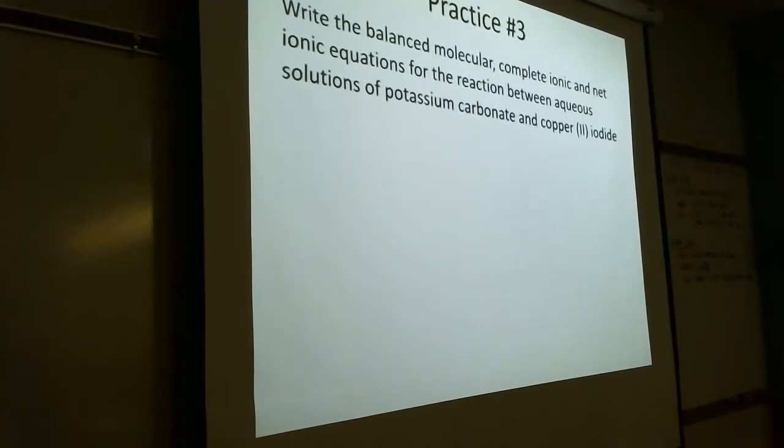Okay, do this one. Write balanced molecular, complete ionic, and net ionic equations for the reaction between aqueous solutions of potassium carbonate and copper(II) iodide. Potassium carbonate, copper(II) iodide.